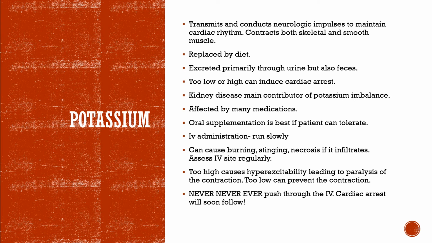Too high can cause hyperexcitability that could lead to paralysis of the contraction. Too low can prevent the contraction. So when we see that, usually when it's too low, I'll see PVCs, maybe a little VTAC, because VTAC is a run of PVCs.